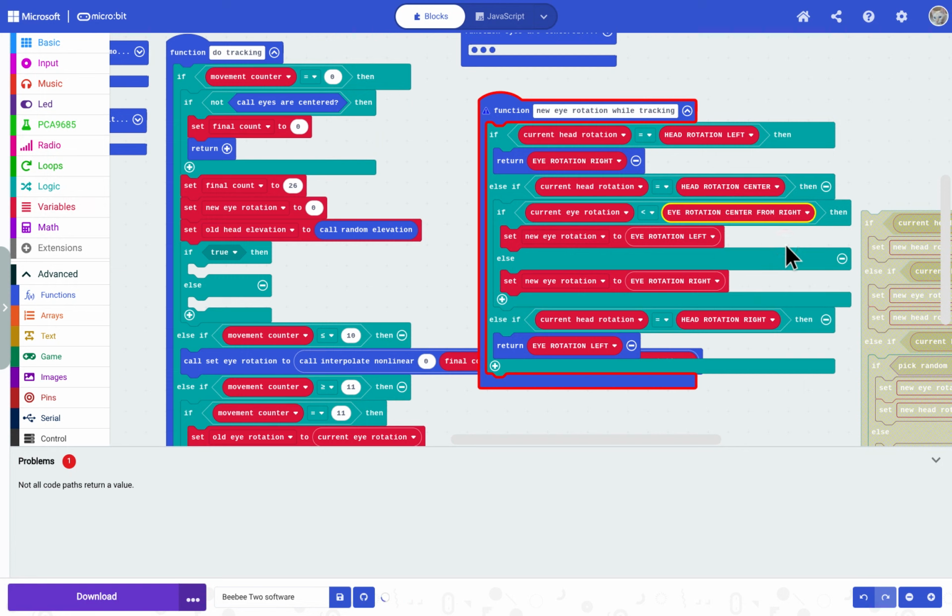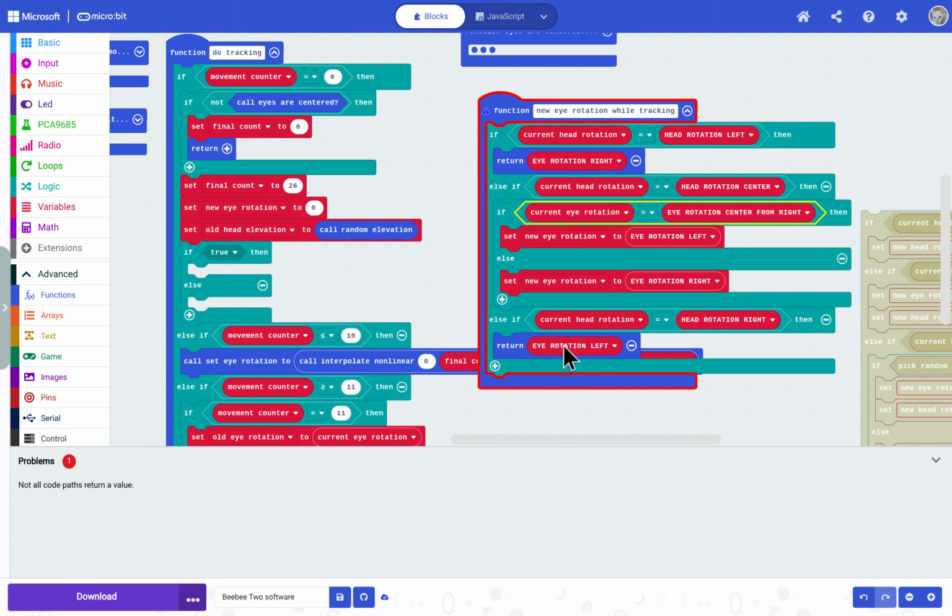So if our eye rotation is less than eye rotation center from the right, or actually equal to, that's better. Because we haven't moved it yet, current eye rotation is equal to eye rotation from the right, then we want the new eye rotation to be to the left, otherwise we want it to go to the right. The reason for that is so that we can tell later on which way we chose. All right.